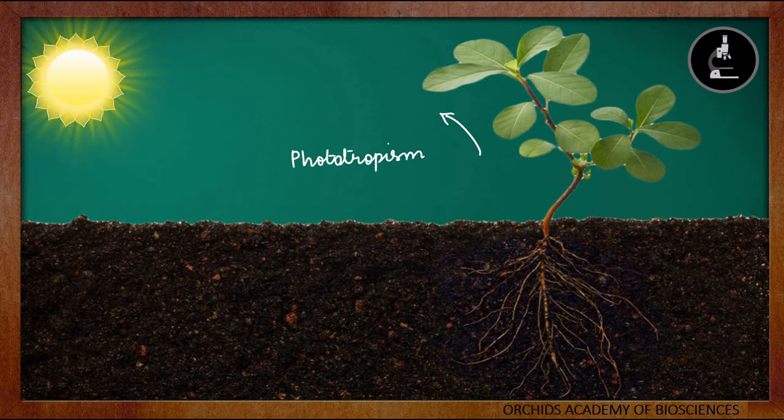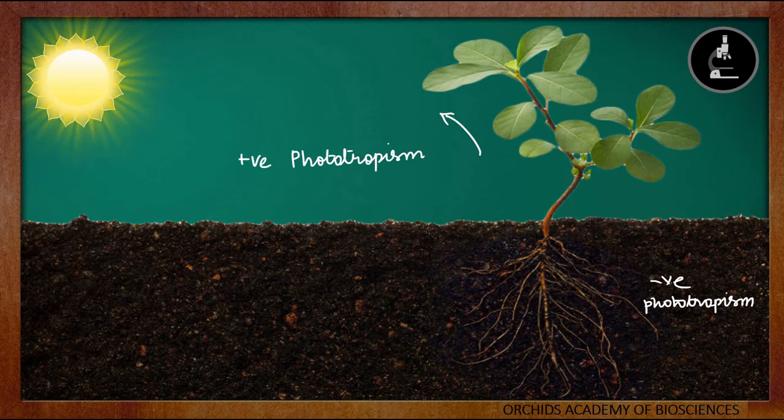Now this phototropism can be positive as well as negative. If we see, the shoots will grow towards the light and the roots will grow away from the light. So the shoots are positively growing towards the light, so it is called positively phototropic. Whereas the roots will grow away from the light, that is why it is called negatively phototropic, and this is called negative phototropism.